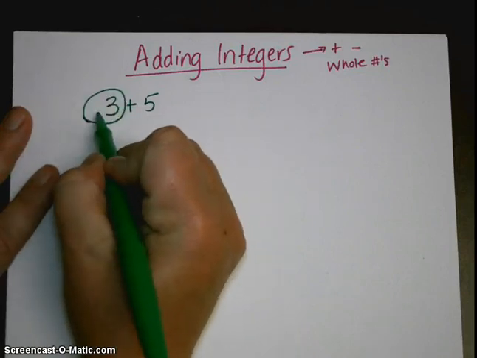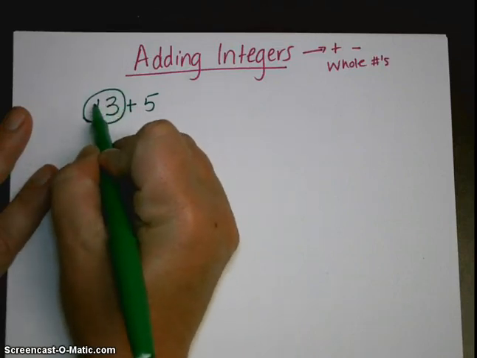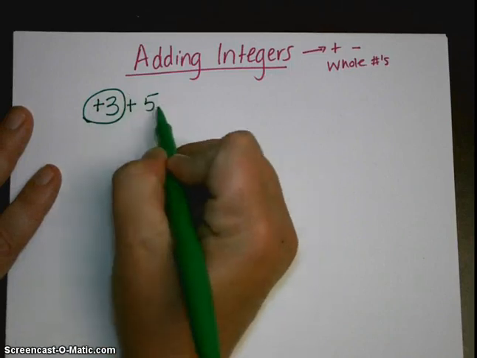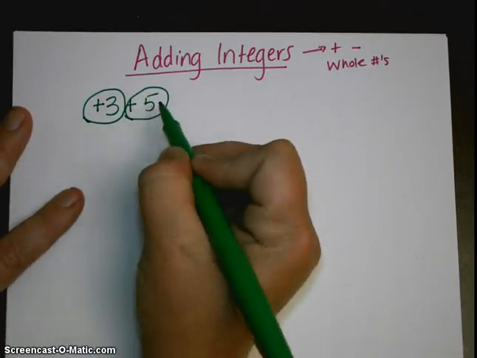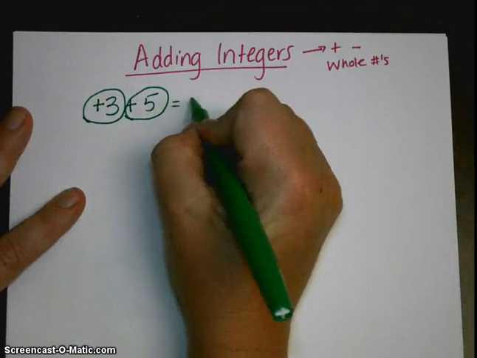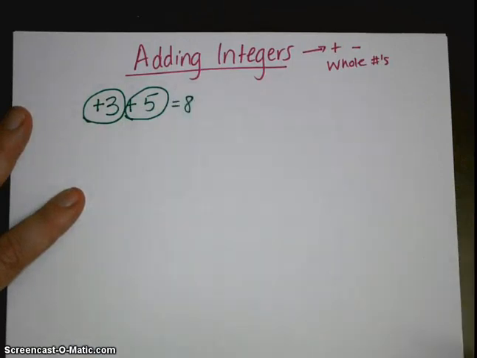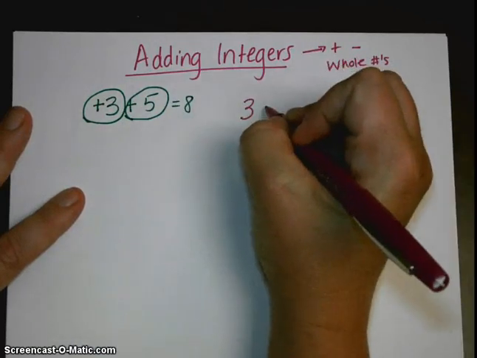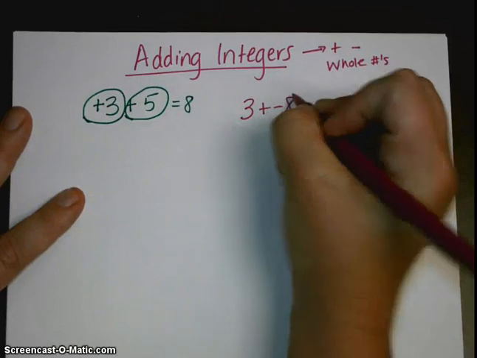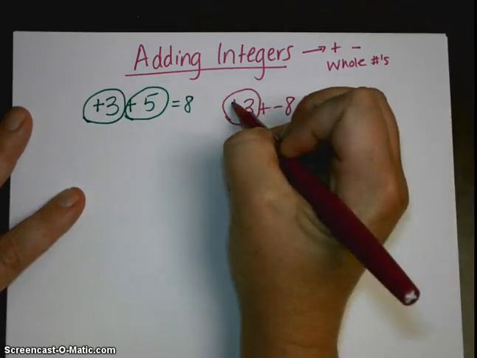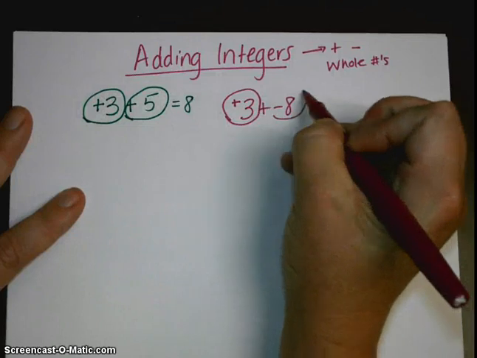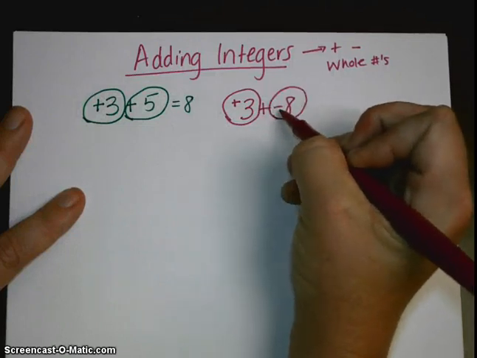So 3 doesn't have a sign. We assume it's a plus if there is no sign. 5, the sign in front is a plus. So that would be that problem. 3 plus 5 is 8. If we look at another one, for instance, 3 plus negative 8, 3, again, has no number in front of it, so it's positive. And here, the 8 has a negative in front of it, so that would be a negative.